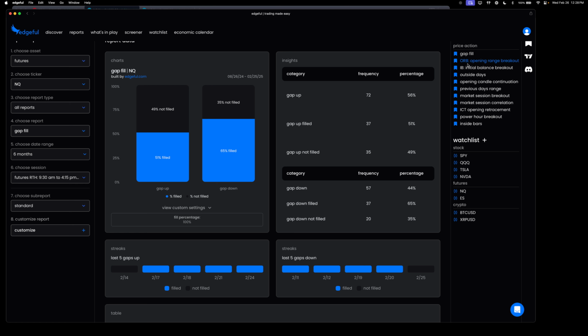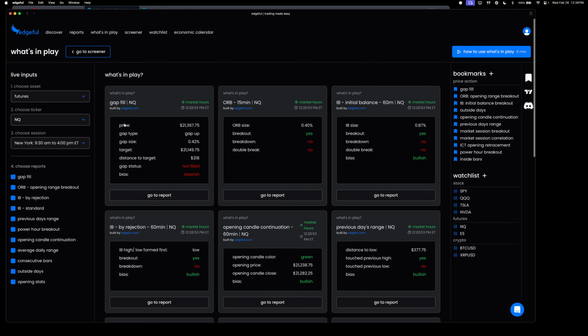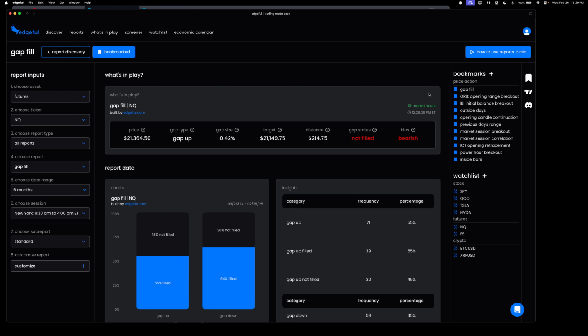But in this case, I like to use the gap fill as a bias and a target every day. We have the what's in play here that will give me all the live stats every single day. So you can just have this open. You don't really have to do anything. You can just understand right from here what this report is saying. So now if I go back to the report, you can see right over here, it's also going to populate right here.